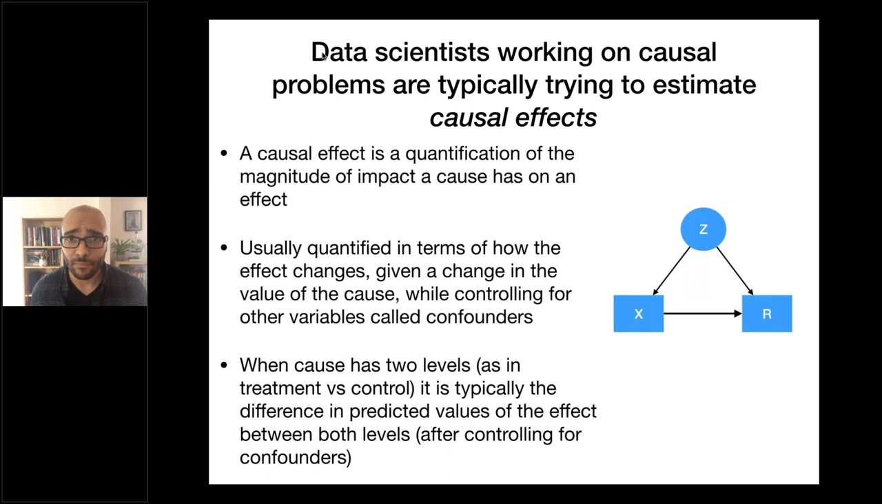Data scientists in industry who are working on causal problems are typically trying to estimate a causal effect. A causal effect is a quantification of the magnitude of impact a cause has on an effect. This is usually quantified in terms of how the effect changes given a change in the value of the cause, while controlling for other variables in the system, these variables being called confounders. You can think of this like a derivative: given the change in X, how much does R change with Z being held constant?